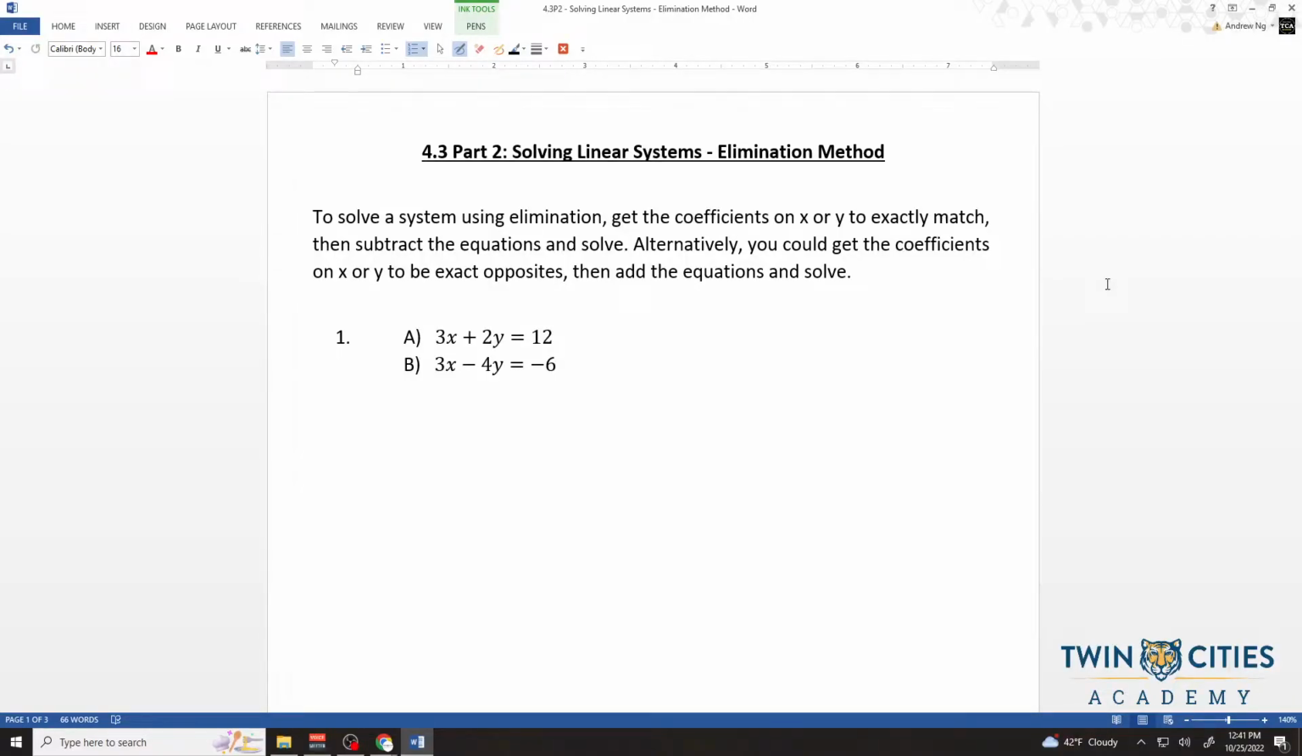Today we're going to be solving systems again, but this time we're going to use a different method. Last time we used the substitution method, and today we're going to learn about the elimination method.